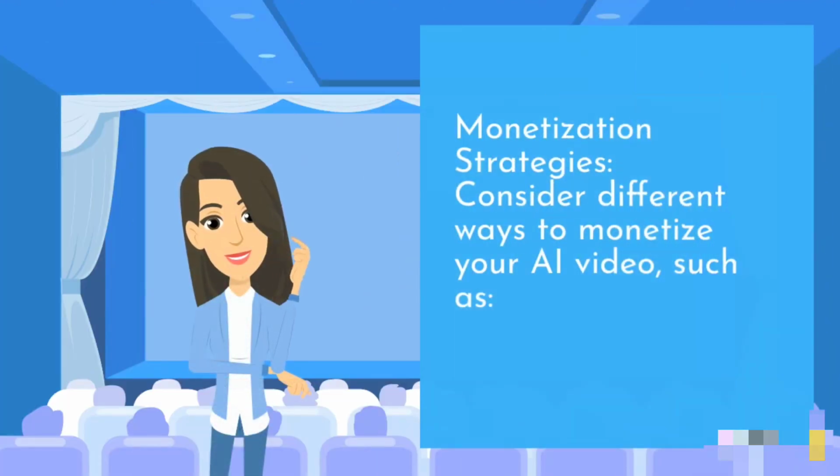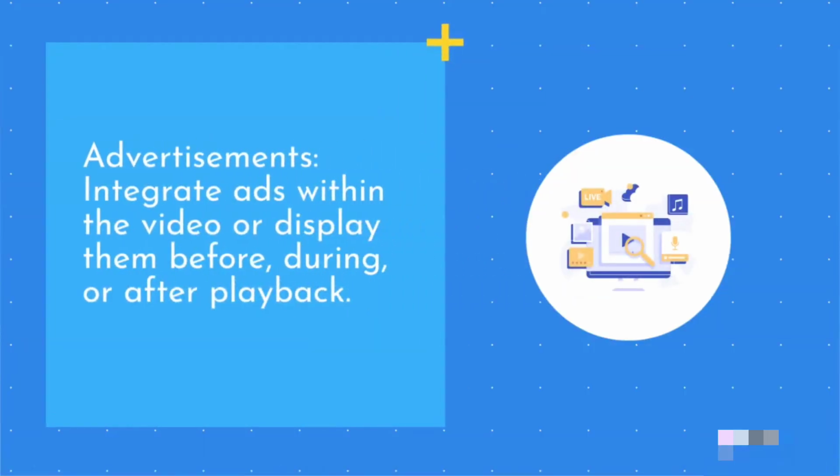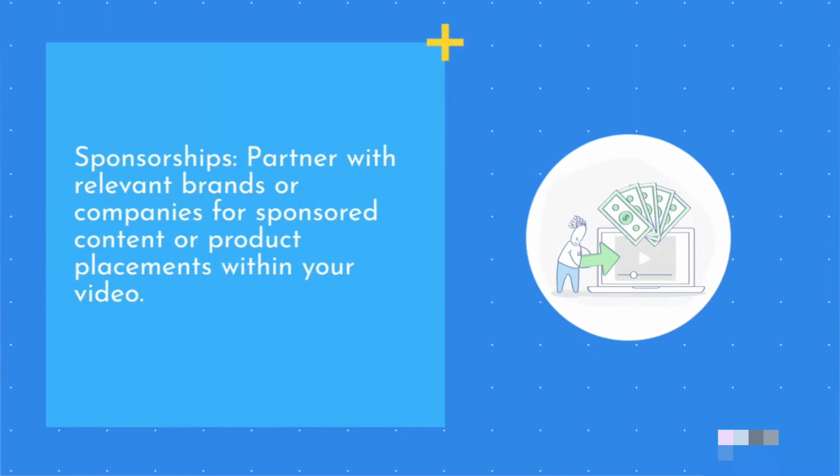Monetization strategies. Consider different ways to monetize your AI video, such as advertisements. Integrate ads within the video or display them before, during, or after playback. Sponsorships. Partner with relevant brands or companies for sponsored content or product placements within your video.